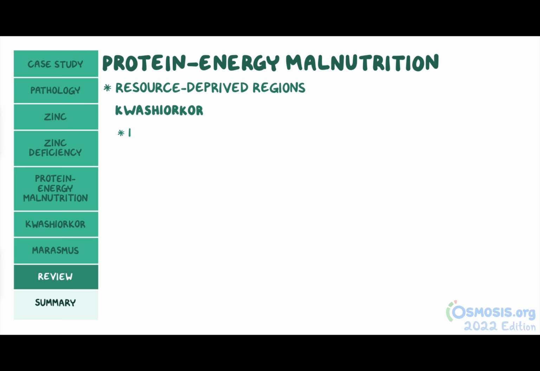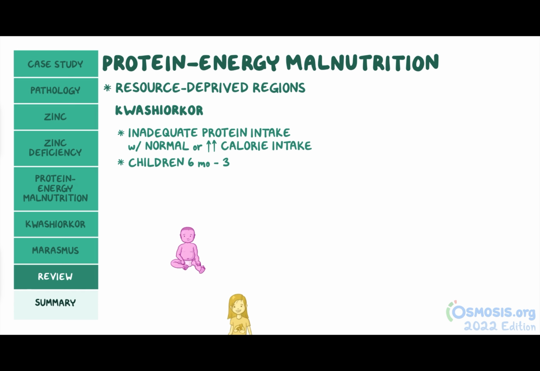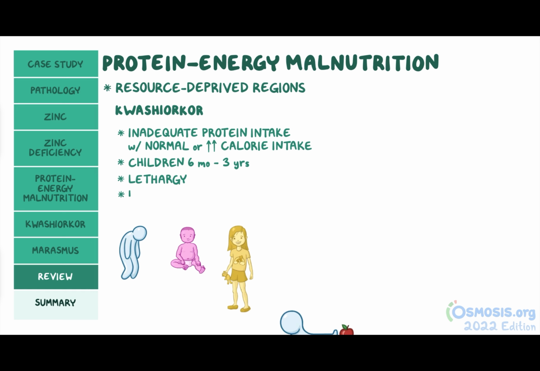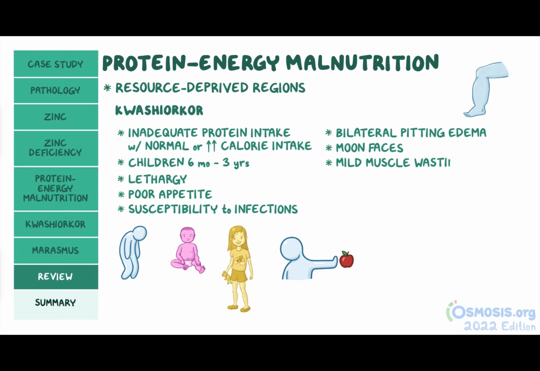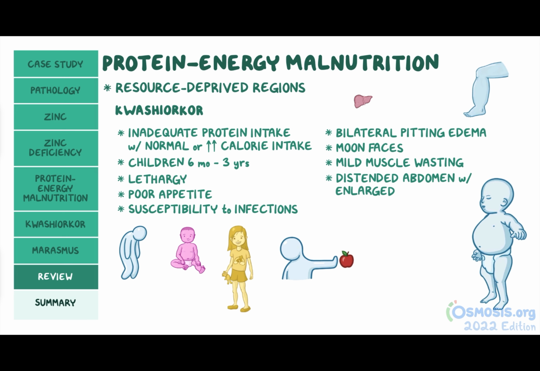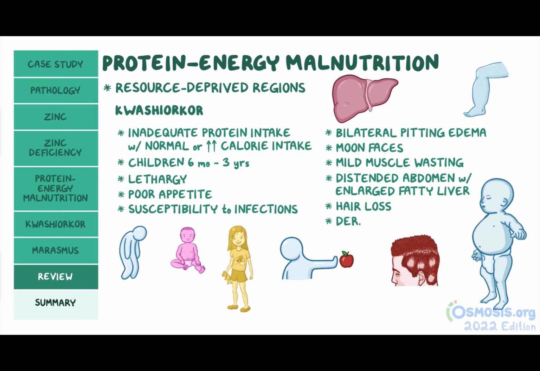Kwashiorkor is due to inadequate protein intake with normal or increased calorie intake, and presents in children between 6 months and 3 years of age, with lethargy, poor appetite, susceptibility to infections, bilateral pitting edema, moon faces, mild muscle wasting, distended abdomen with an enlarged fatty liver, hair loss, and dermatitis.